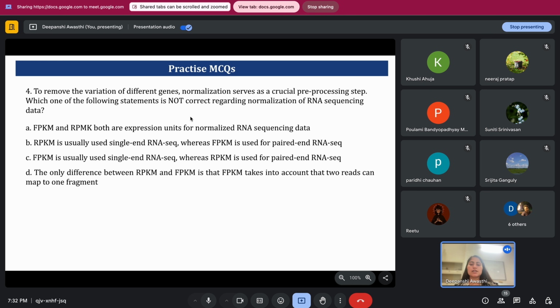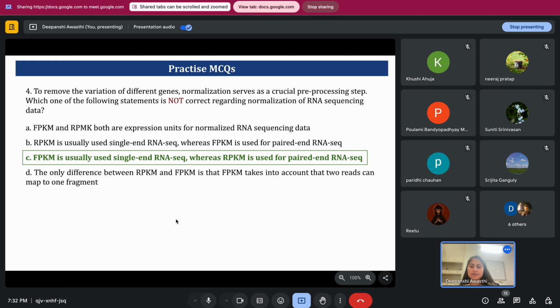Now in this you have to tell which of the statements is not correct. We have previously discussed these three units for the RNA-seq reads. These are the normalized units. So what do you think is the not correct option? Option C. Okay. Anybody else wants to answer? Yes, let's see. Option C is the correct answer, because we have discussed that FPKM is used for paired-end RNA-seq, whereas RPKM is used for single-end. So this is not correct, whereas option A is correct.